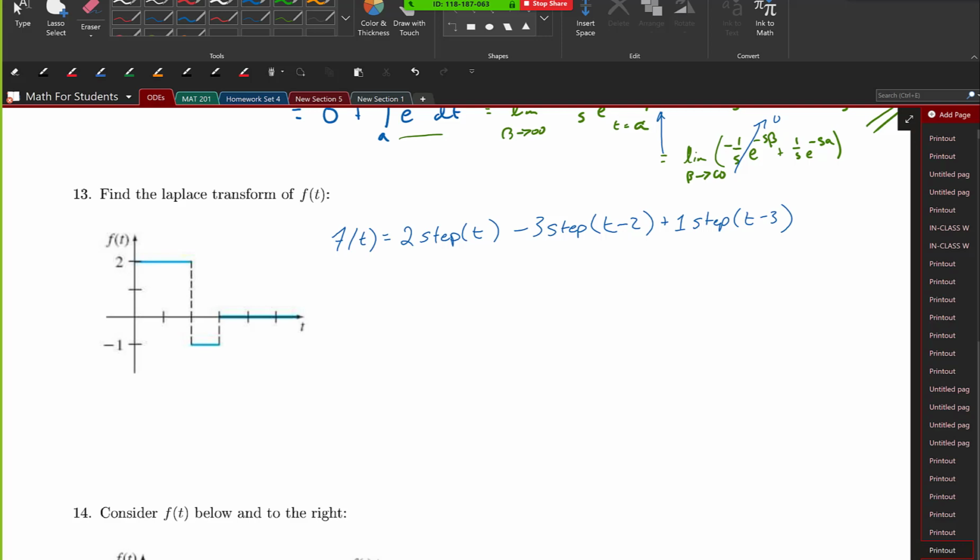Remember I told you to think about it in terms of flipping switches on and flipping switches off. So from 0 onwards, we flip on this switch. And then from 2 onwards, we add to it this switch, which brings our total y value down to -1. And then from 3 onwards, we also turn on that switch. And if you add from 3 onwards, that's going to be 2 minus 3 plus 1. So the output will be 0 from 3 onwards, which is what the graph shows it should be.